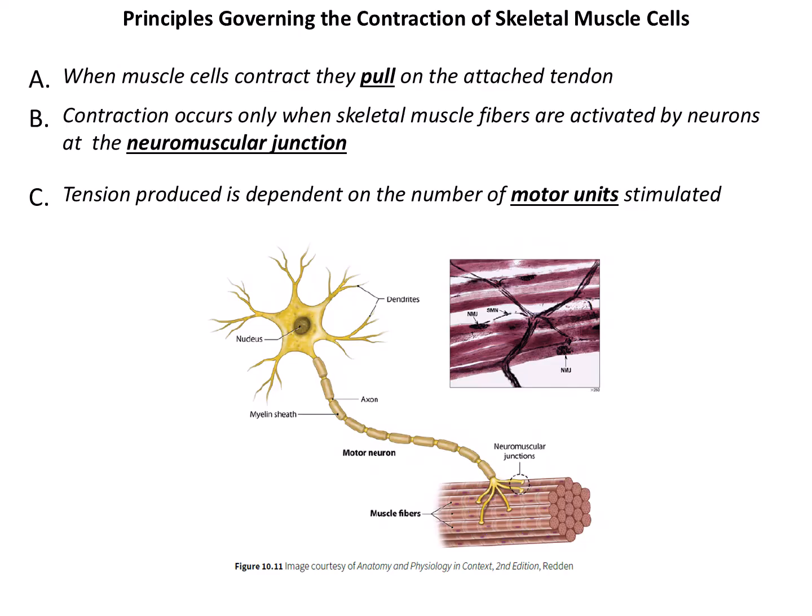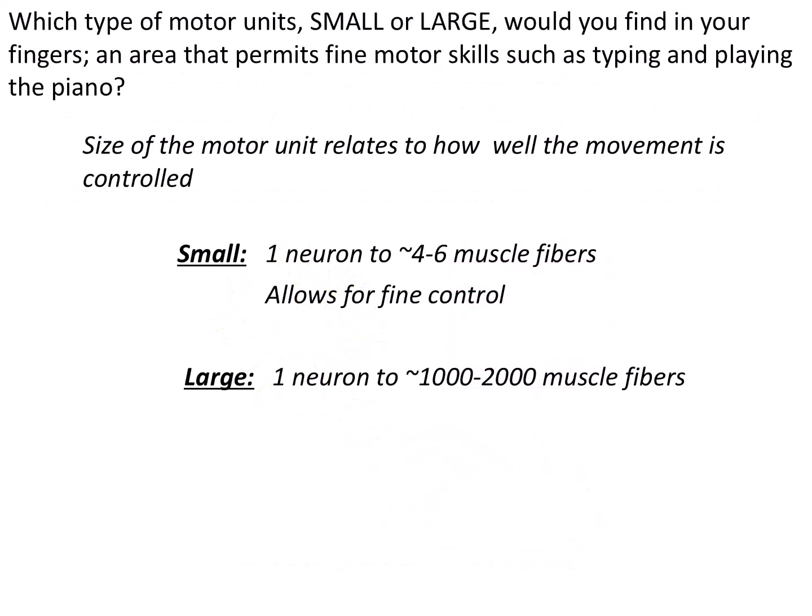The third thing is that the tension produced is dependent on the number of motor units stimulated. A motor unit is the neuron and the muscle fibers it stimulates. This means that a single neuron can stimulate many muscle cells. Motor units can vary in size from small to large. The size of the motor unit relates to how well that movement is controlled.